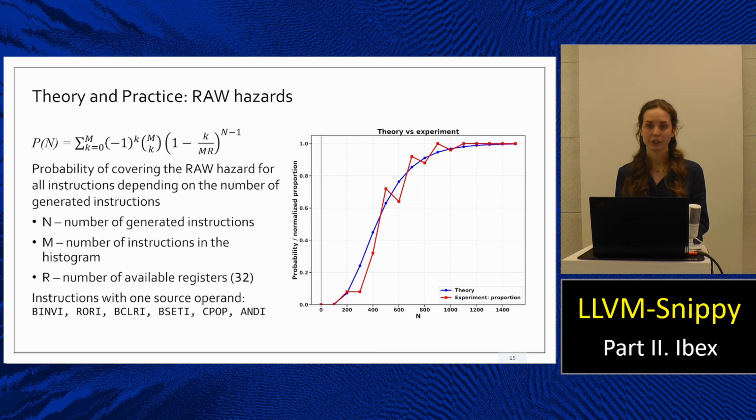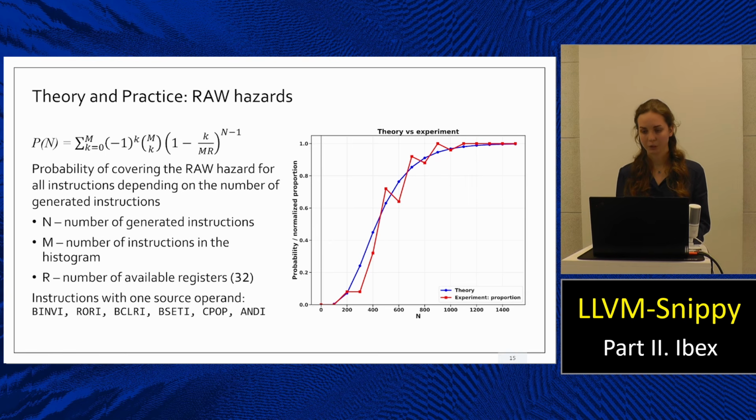We check this in practice. We run the same scenario with num-insts from 0 to 105,000 in steps of 100. For each value, we did 25 runs and measured the fraction of runs where read after write was covered for all 6 instructions at once. The graph shows that the experimental points closely follow the theoretical curve.